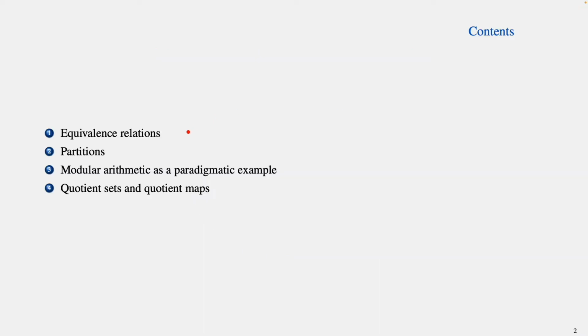And the content will be that first I will introduce equivalence relations and we will study some examples. In the second part, we will study so-called partitions, which will give us a better set theoretic understanding of equivalence relations. And in the third part, we will learn about modular arithmetic. And this is an example of how equivalence relations can be used in mathematics to construct new algebraic structures. And finally, in section 4, we will see in which sense maps between sets can be compatible with an equivalence relation.